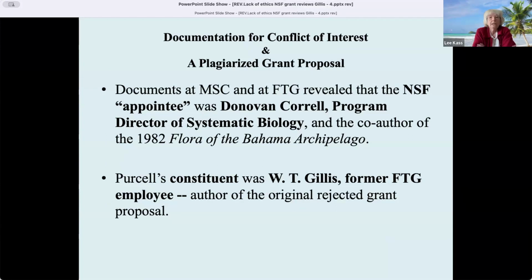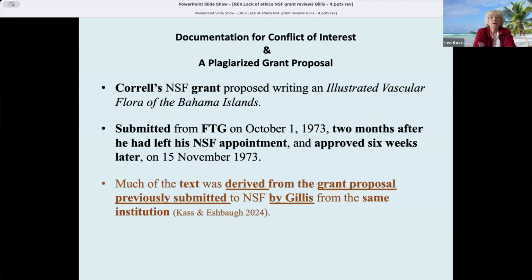The documents at the Michigan State University Herbarium and at the Fairchild Tropical Garden Herbarium revealed that the NSF appointee was Donovan Correll, Program Director of Systematic Biology, and the co-author of the 1982 Flora of the Bahama Archipelago, who they had funded twice, and which was in their preface to their book. Purcell's constituent was W.T. Gillis, the guy who did all those distribution maps, a former Fairchild Tropical Garden employee and the author of the original rejected grant proposal.